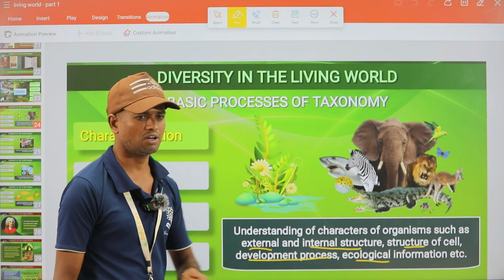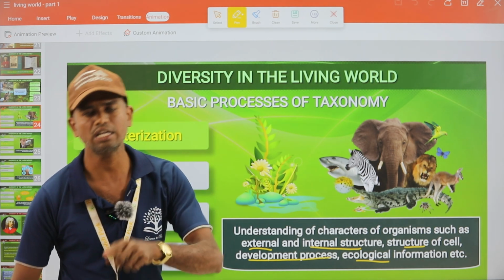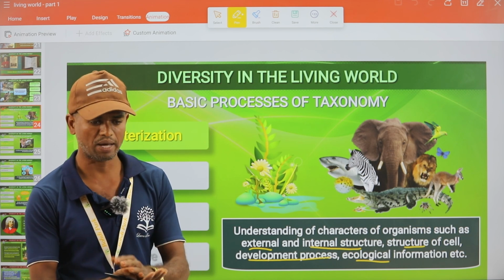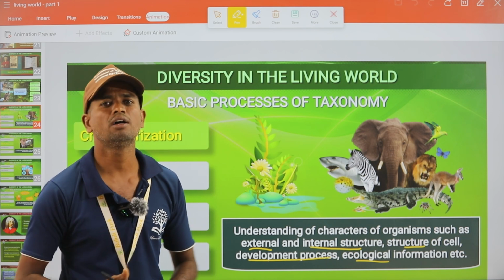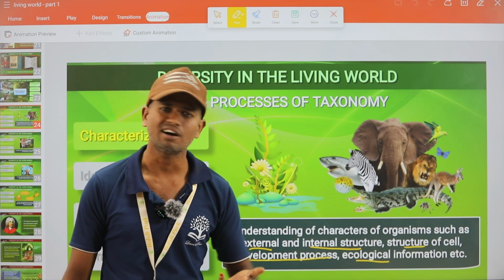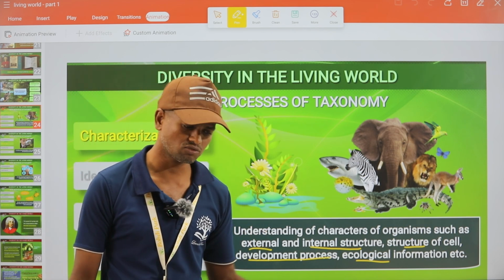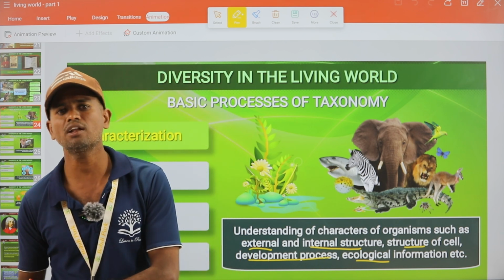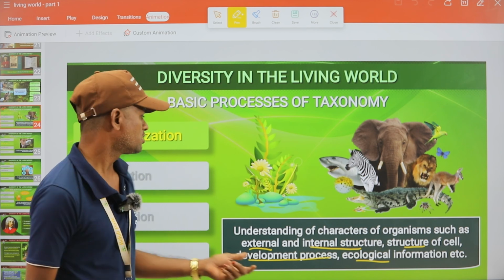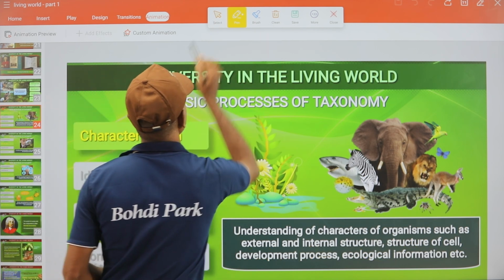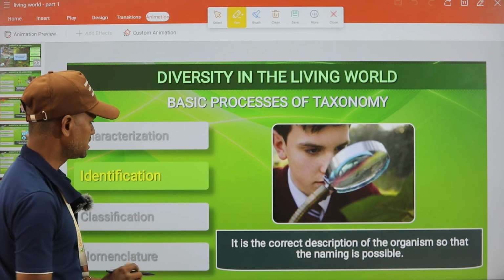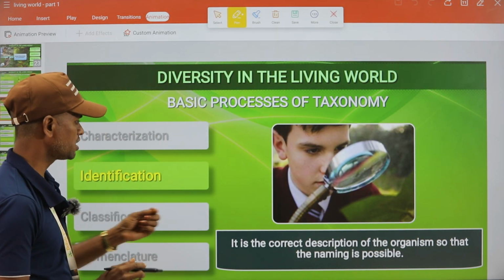Development process: whether the organism has direct or indirect development. In direct development, they give young ones that are just like the parent. In indirect development, there will be some changes. Ecological information: where the organism lives. It may be aquatic or terrestrial. If aquatic, it may be fresh water or marine water. If terrestrial, there are a huge number of terrestrial ecosystems. Next, identification: it is a correct description of an organism, so that naming is possible.